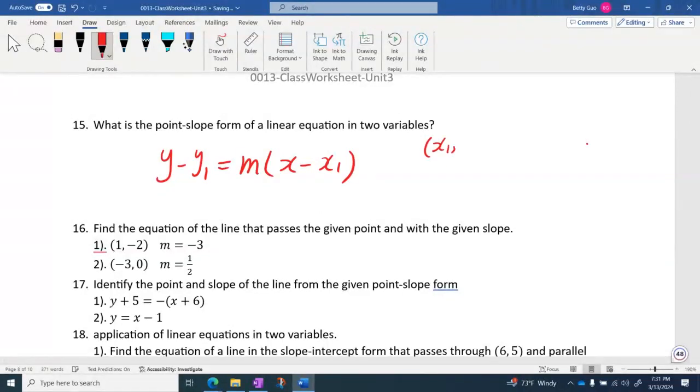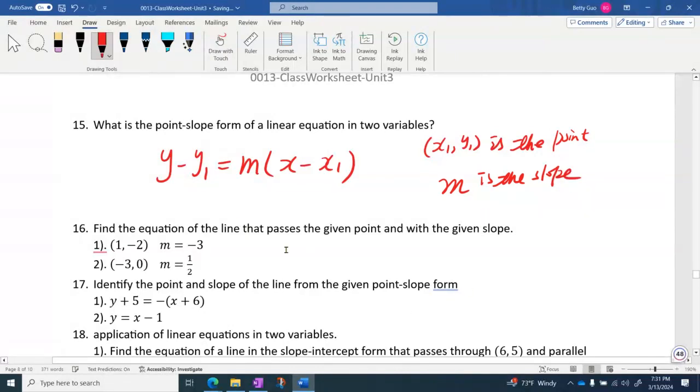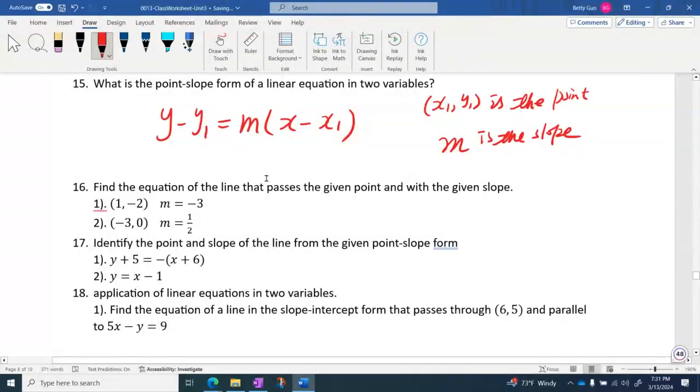So x1, y1 is any point on the line. m is the slope. Okay, let's use it. Only when we use it can we reinforce. Number 16 and number 17 are to get familiar with the formula. Number 16, we are given a point and the slope. We are writing the equation in the point slope form.